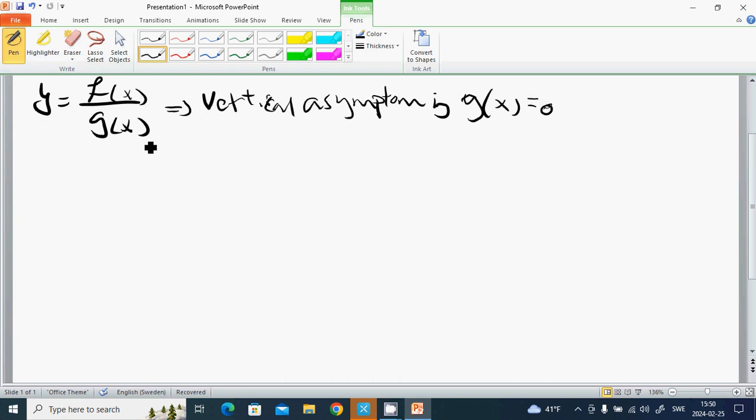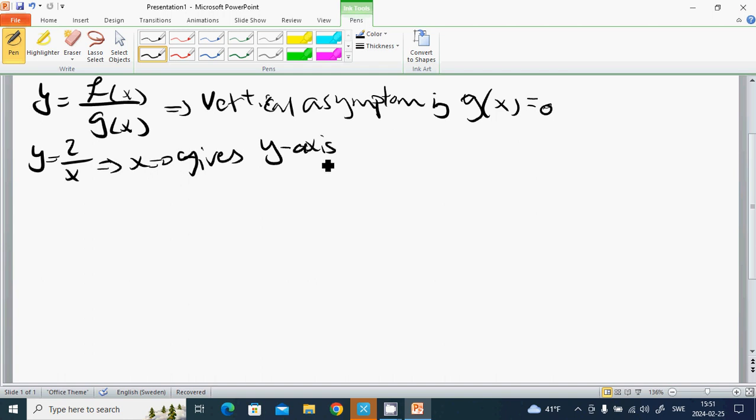Example: y equals 2 divided by x, then x equals 0, the y axis, is the vertical asymptote.